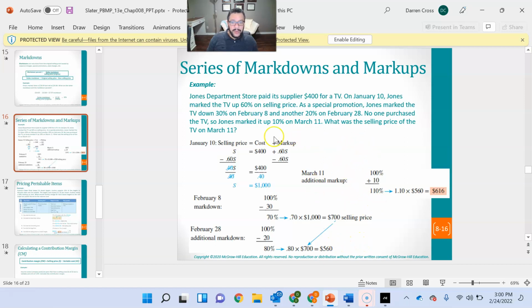Okay, now they want to know what's the selling price on March 11th. On March 11th, they marked it up 10%. So it was 560, and they marked it up 10%. How would I do this? I would say 10% of 560 is $56. So if you add $56 to 560, you get 616. What they did is they said, well, it's at 100%, so let's add another 10%. So 110%, or 1.10 times that 560, is 616.